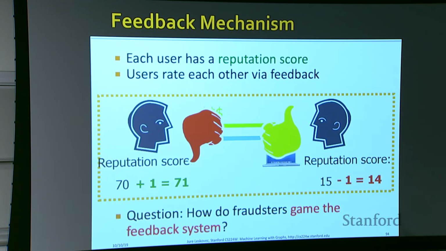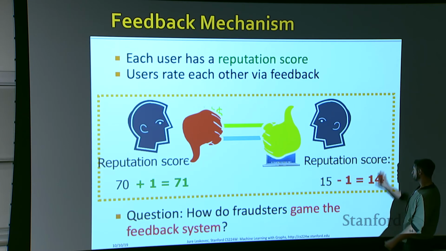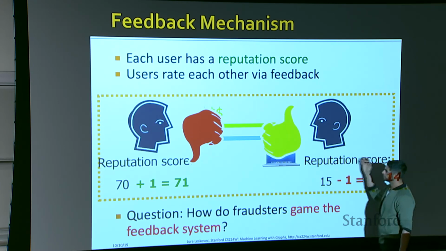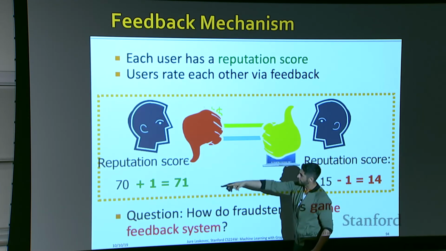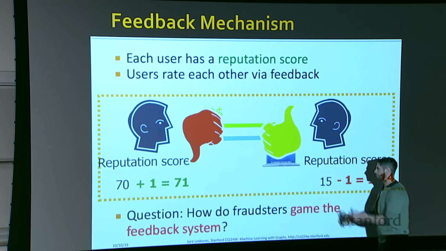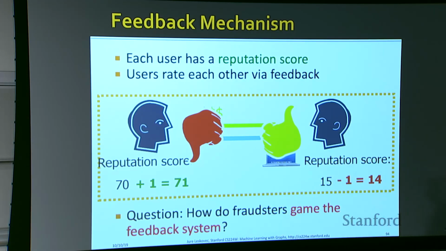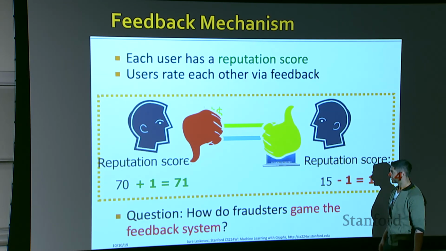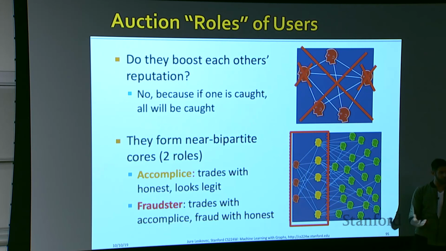So how these systems work is that each user has a reputation score, okay? And users are rating each other by feedback, so if I was happy with the transaction that we had, then I'm giving you a positive review, and then my reputation score goes up, or the opposite, if I give a negative one, the reputation score goes down. So how do the fraudsters try to game the feedback system? And you can imagine now they're very much organized because, again, you can earn a lot of money out of these frauds. So they could try just to boost each other's reputation, right?